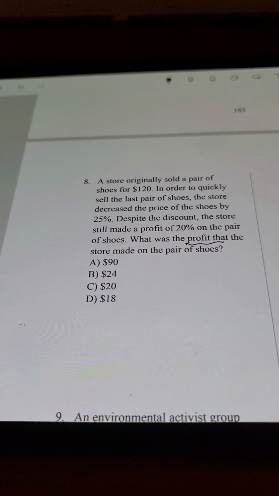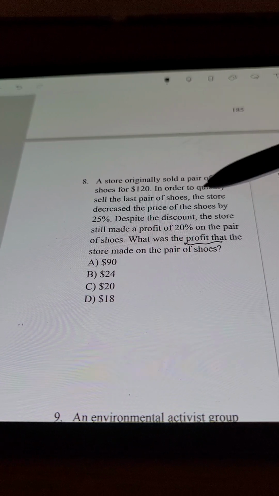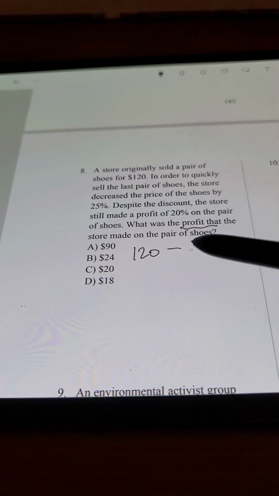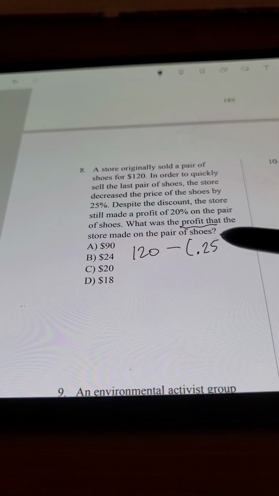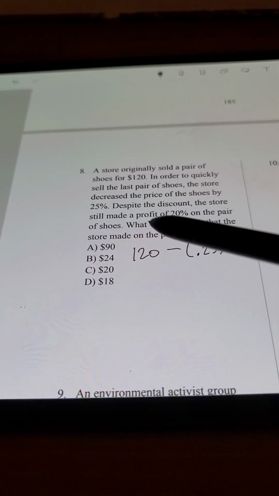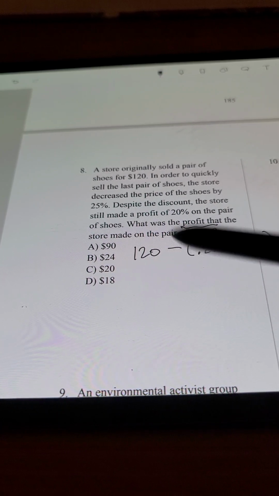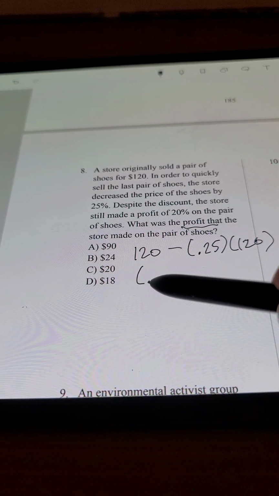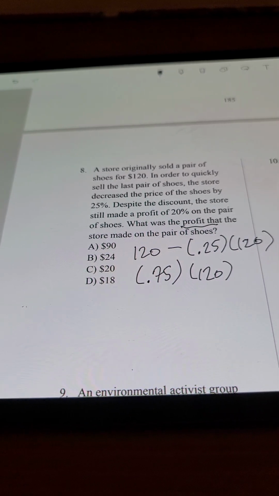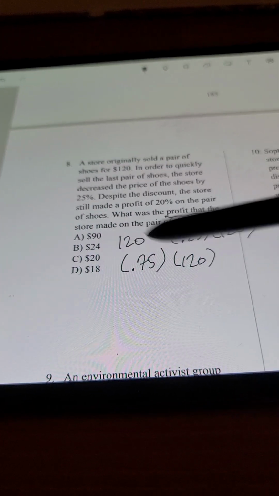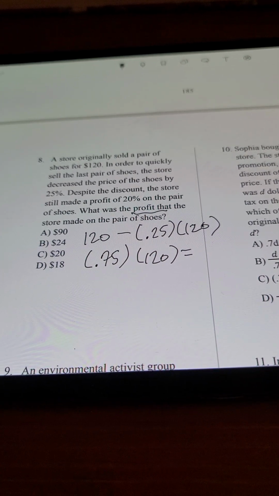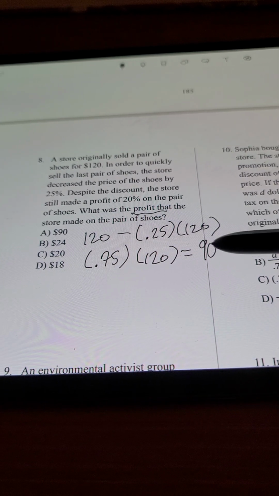So let's start by marking down the shoes first. It says that they decreased the price of the shoes by 25%. Now there are two ways that you could do this. You could say I have 120 and I'm subtracting 25% of 120, so I'm subtracting 0.25 times 120. Or you can say if I'm decreasing the price by 25%, I'm left with 75% of the original price, and that's really just 0.75 times 120. Either of those, you're going to get the same exact answer. These are the same exact thing. I'm going to just do this one in my calculator really quick, and that's going to give me 90.